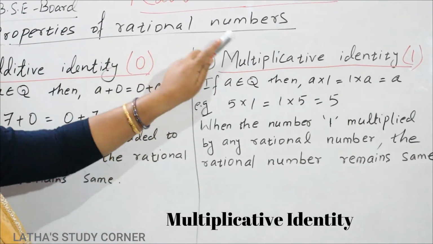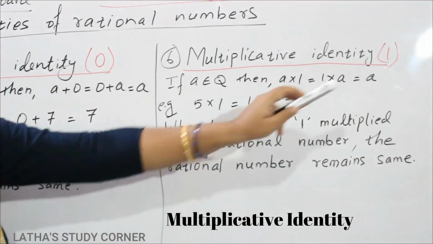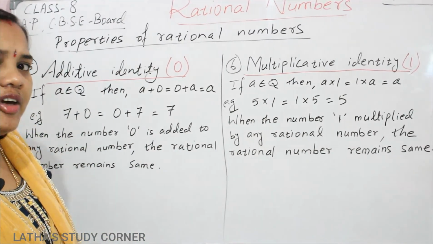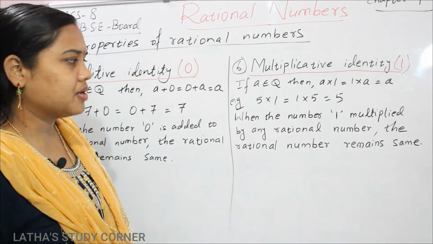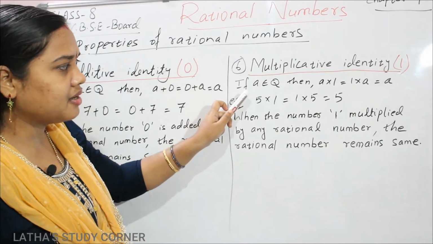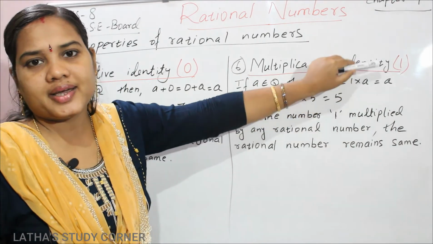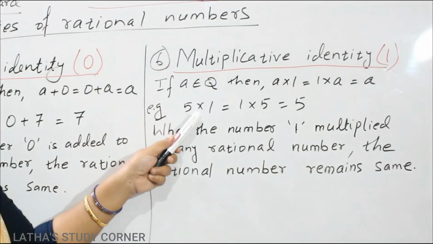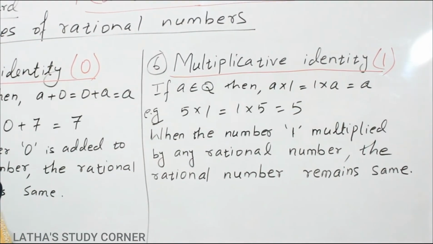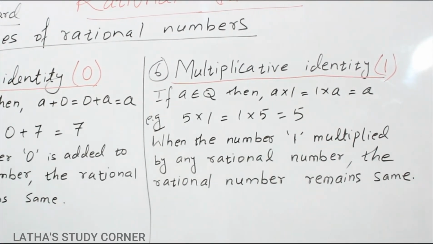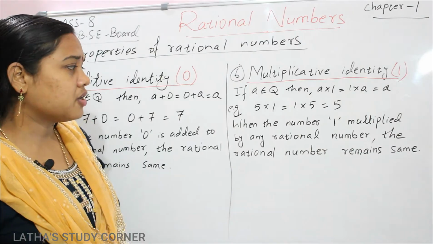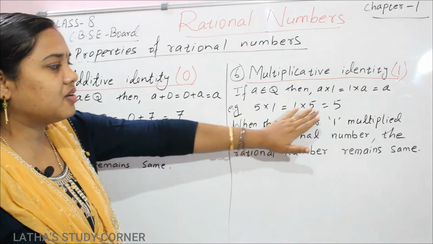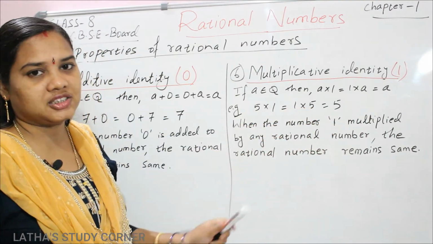So the next property is multiplicative identity. So 1 is called the multiplicative identity. The reason is any rational number when multiplied by 1 remains the same. Suppose A is a rational number. So A into 1 equals 1 into A is equal to A. Example, we will take any rational number like 5. 5 into 1 is equal to 1 into 5 is equal to 5. Is it or not? 2 by 3 into 1, 2 by 3. 1 into 0, 0. So 1 is known as the multiplicative identity. When the number 1 is multiplied by any rational number, the rational number remains the same.